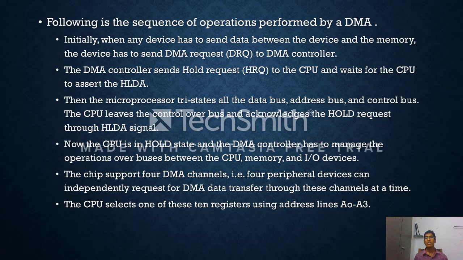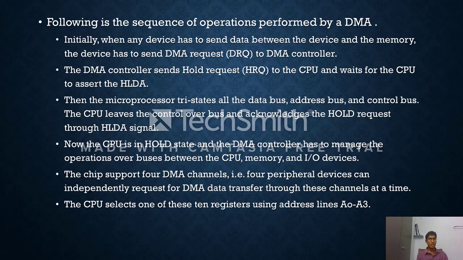So let us see the operations performed by DMA. Whenever any device connected to the microprocessor wants to access the memory, it first of all sends the direct memory access request to a DMA controller. As I have said earlier, the DMA controller acts as intermediate between the input output device and the memory. So the DMA controller receives a DRQ request, and once it receives the request, it sends a hold request to the CPU and waits for the CPU, and the CPU replies back to the DMA controller by the HLDA signal.